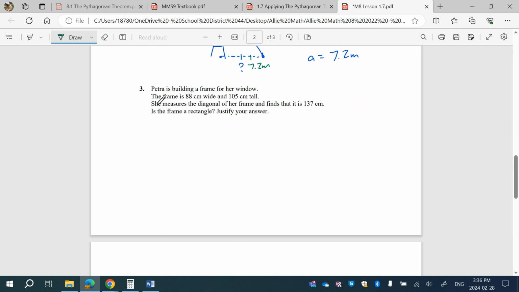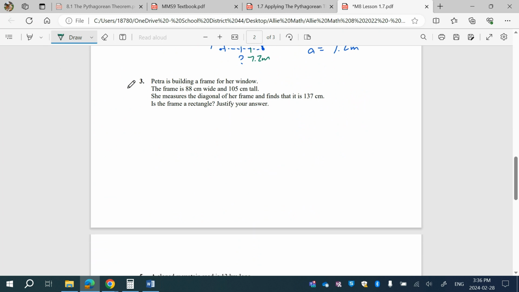Petra is building a frame for her window. The frame is 88 centimeters wide and 105 centimeters tall. She measures the diagonal of her frame and finds that it is 137 centimeters. Is the frame a rectangle? Justify your answer. So this is like the questions we just did. You know, it's asking, is this a Pythagorean triple?